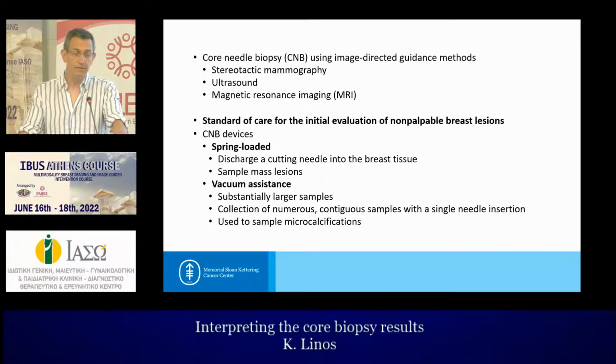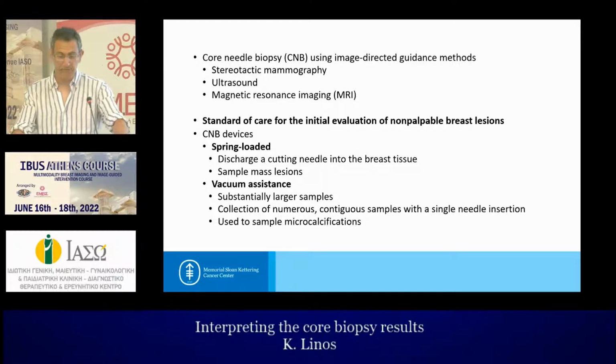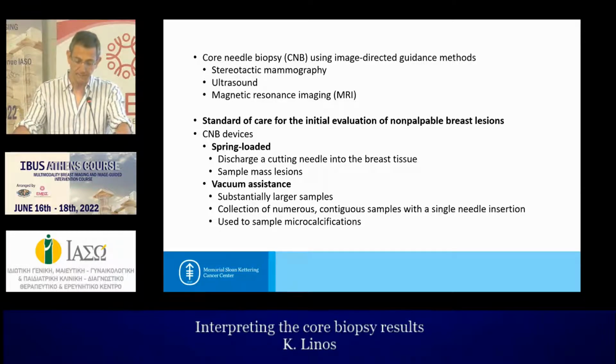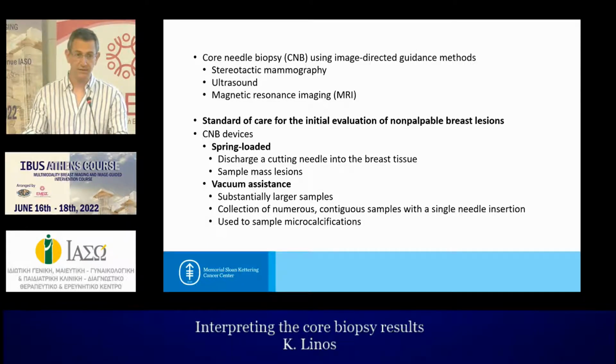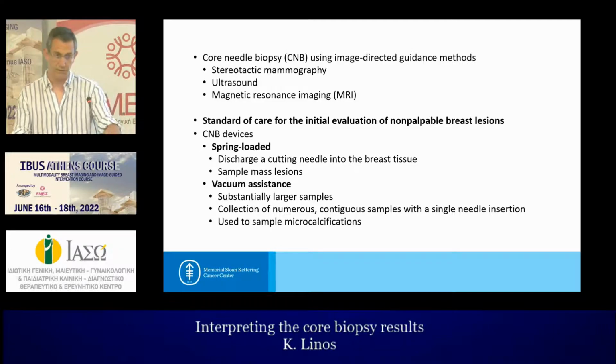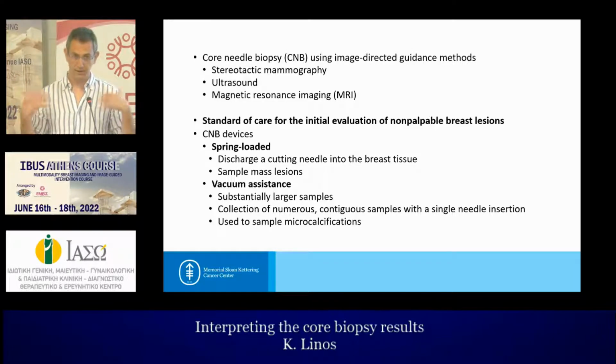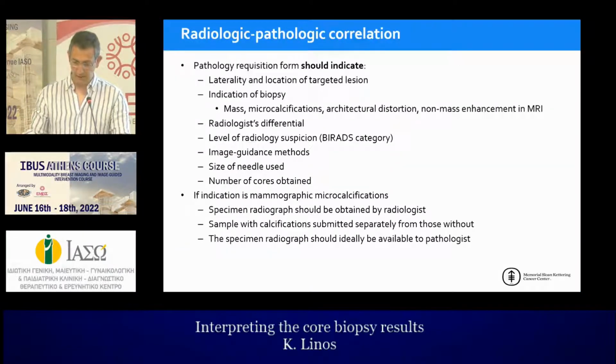And if you do a biopsy for microcalcifications, you should do the following. The specimen should have a radiograph obtained by a radiologist when you do the biopsy. And then you have to separate the cores that have the calcifications and submit these separately from the cores that don't have the calcifications. And ideally, you send with the specimen the radiograph so the pathologist can actually see the radiograph, right? So these are steps that are very important so you can get a more accurate diagnosis.